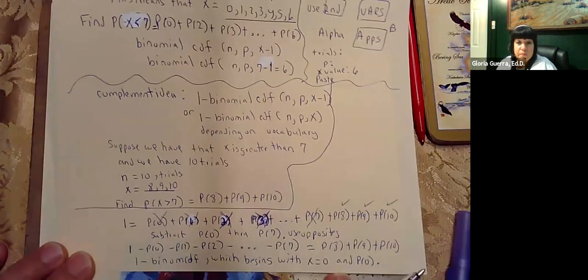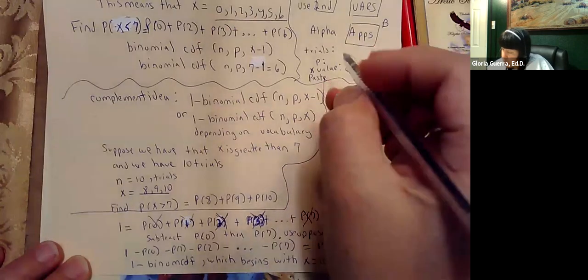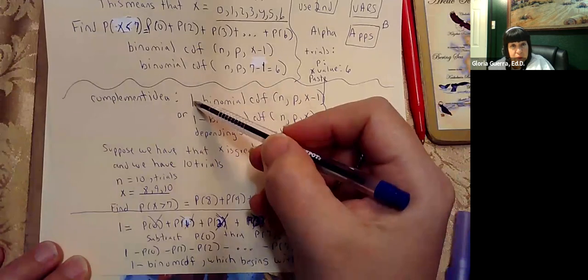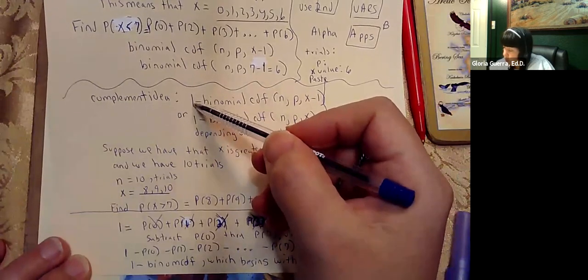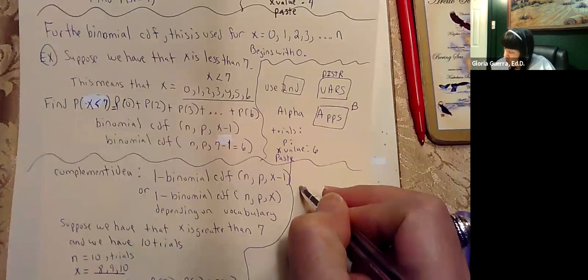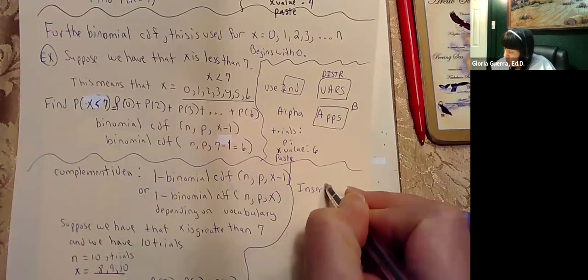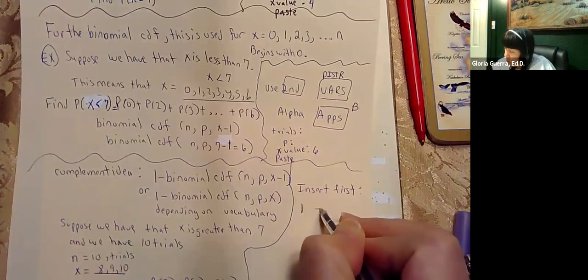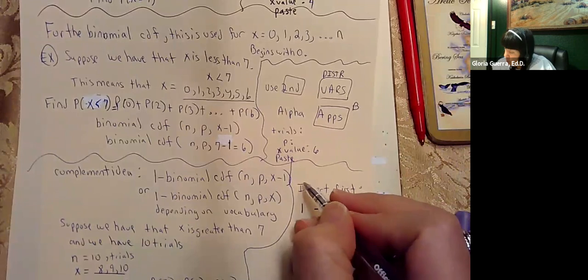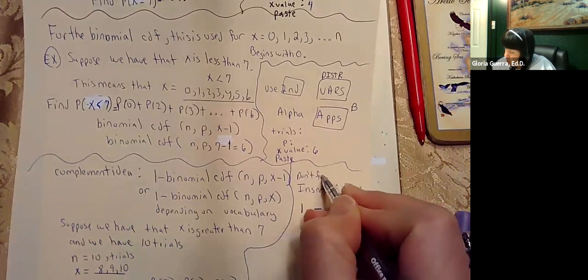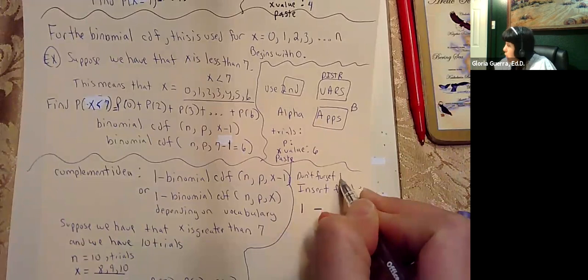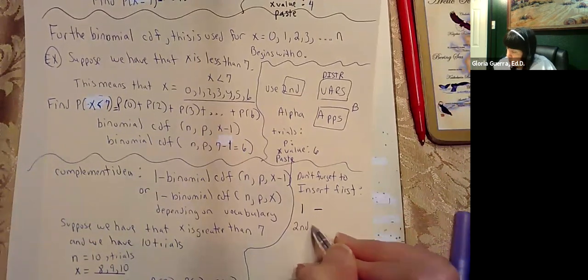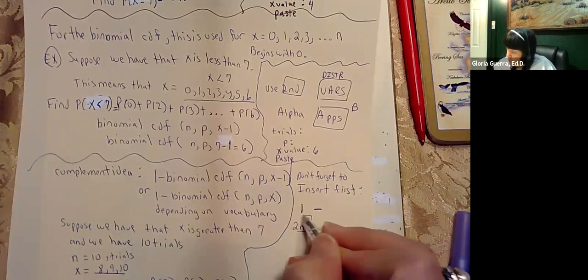So then in your calculator, this is important. Sometimes students miss it because they forget this. You have to remember to type this in. You have to insert first 1 minus. Don't forget to insert first 1 minus, and then you can do second vars.